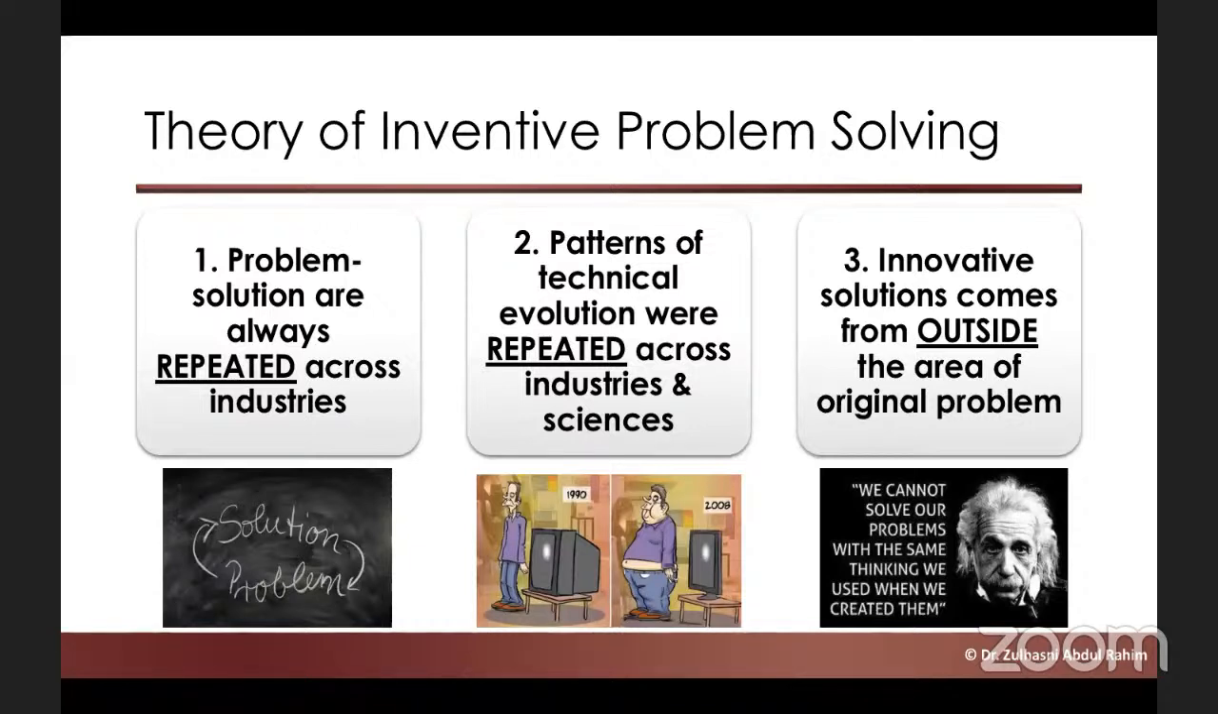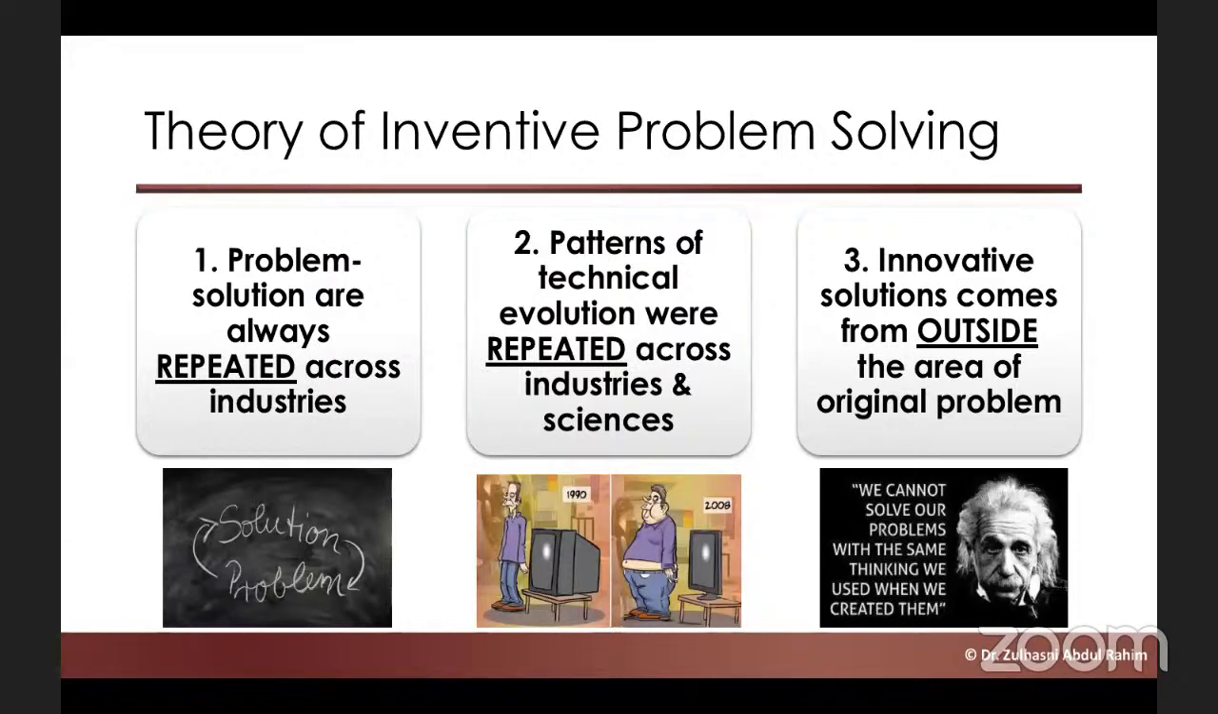Number two, he identified that the patterns of technical evolution also repeat. Here I show a very simple image of a television. Television used tube technology, and nowadays it is an LCD screen. The thickness has improved, and the quality of the picture has also improved. During 1990, we did not expect that the tube TV could be transformed into a thin LCD screen.